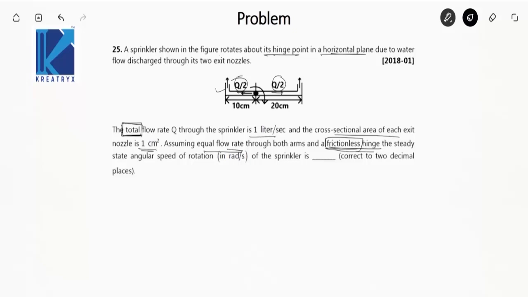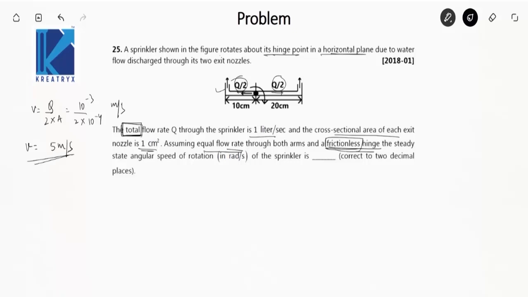So V is equal to Q by 2 into area. The area is given as 1 centimeter square, so that will be 10 raised to power minus 3 by 2 into 10 raised to power minus 4. That will be in meter per second, so V comes out to be 5 meter per second.